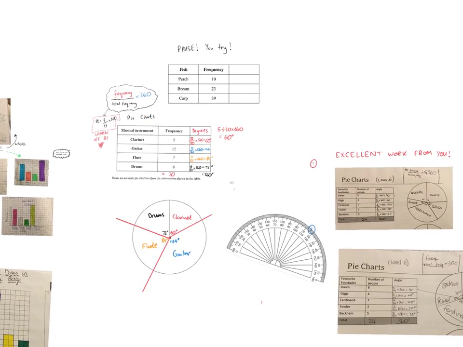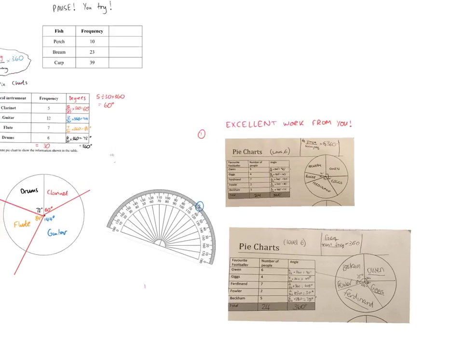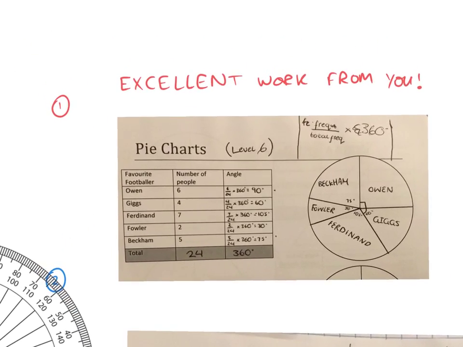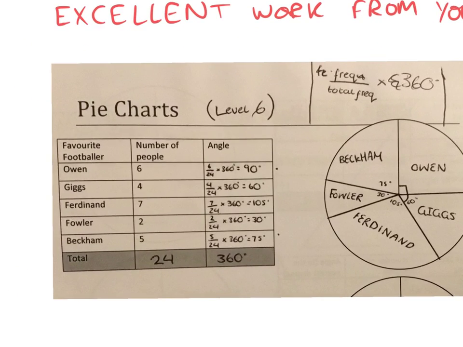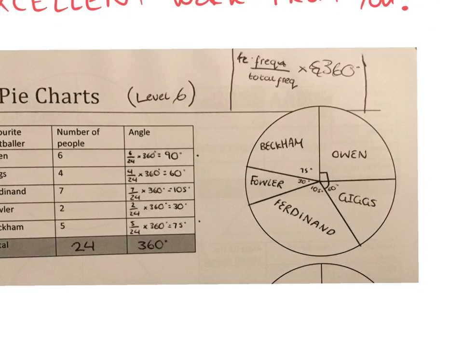Okay, now finally I wanted to show you some excellent work that you've done that I've seen in your books from the one question we've done so far. I'm really happy with this because I can see the total there has been added up. I can see that this formula has then been used repeatedly here to work out the angles, and I've measured these angles here and they're absolutely perfect. They're better than my one was. That is 90, that is 60, etc, etc, etc.